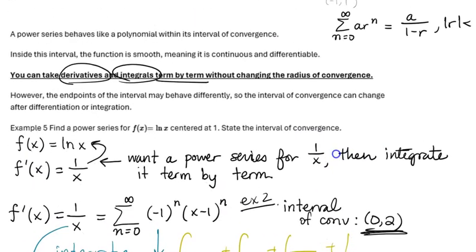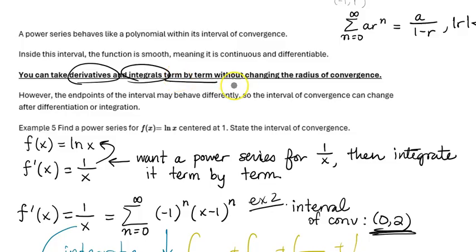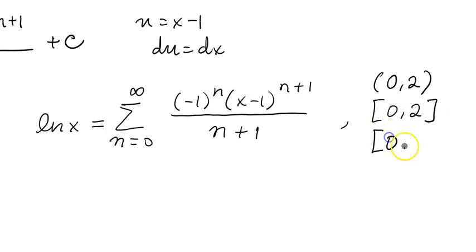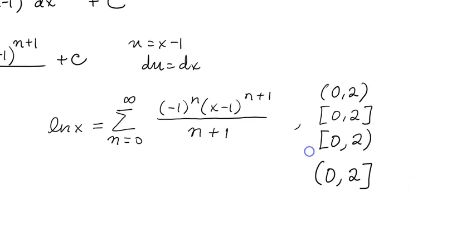However, we are allowed to take derivatives and integrals term by term in power series, but the endpoints of the interval may behave differently. So I don't necessarily know that this power series converges on (0, 2). It may converge on [0, 2], closed on both ends. It may be closed on 0 and open on 2. It may be open on 0 and closed on 2. But one of these four will be correct, simply because I knew that this was the interval of convergence for the function that we took the integral of in order to get this one.